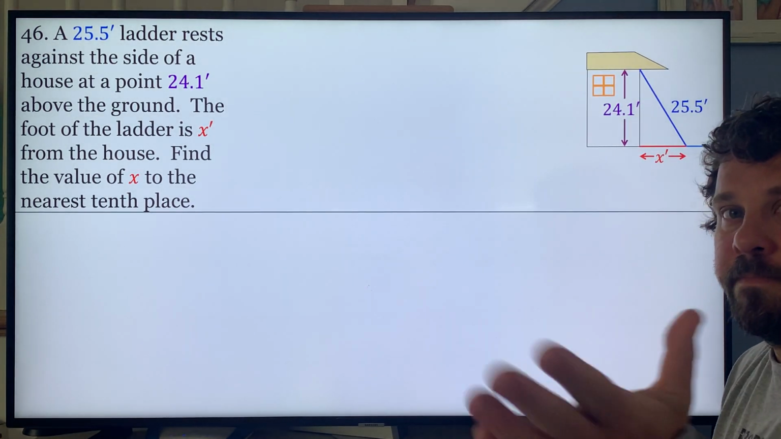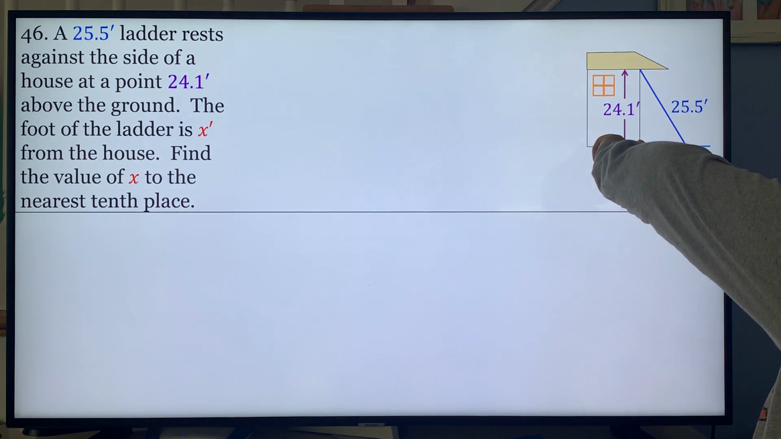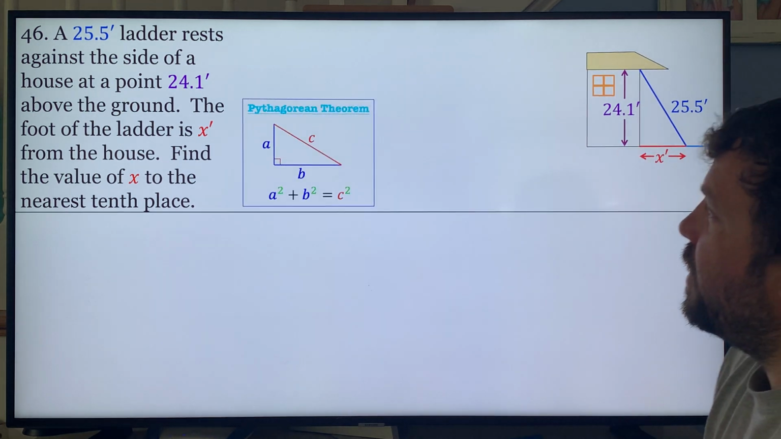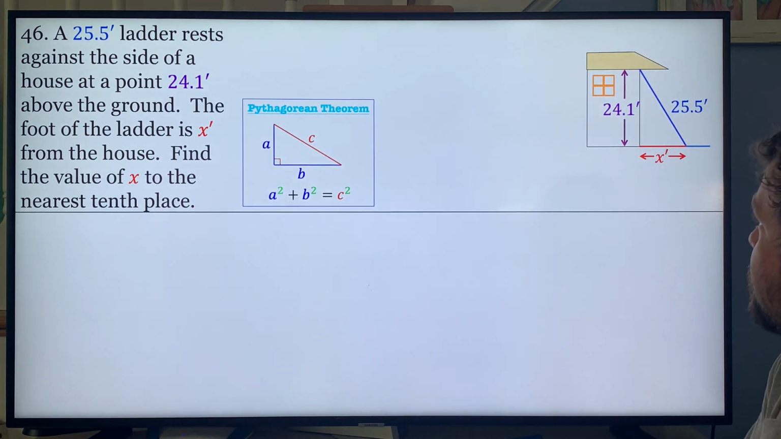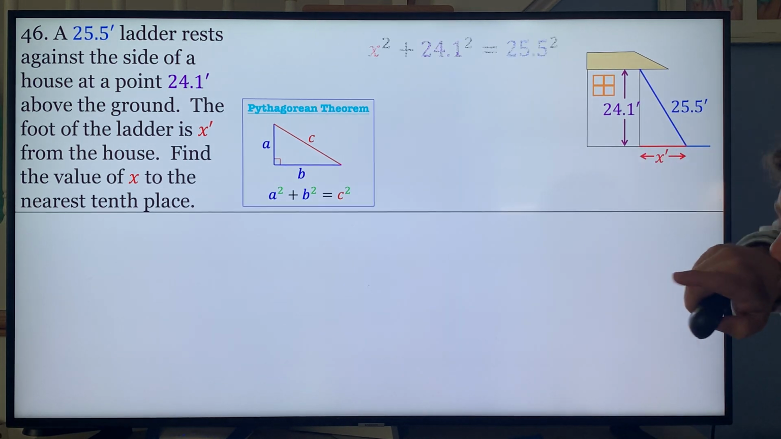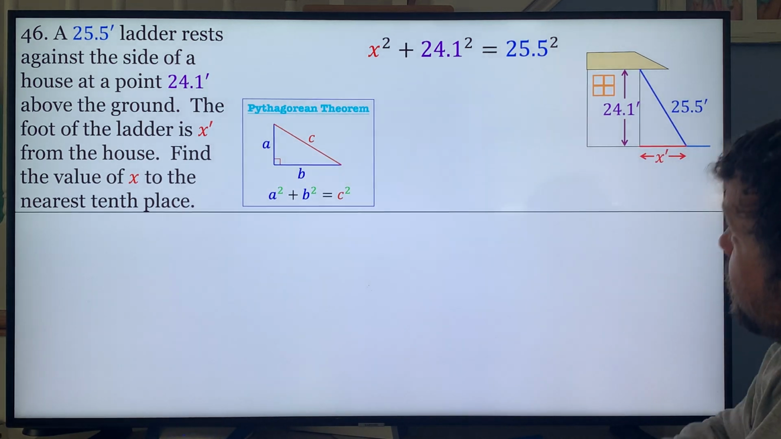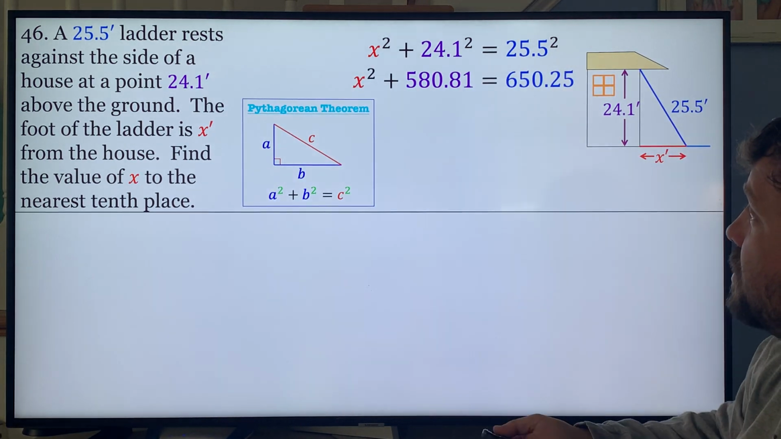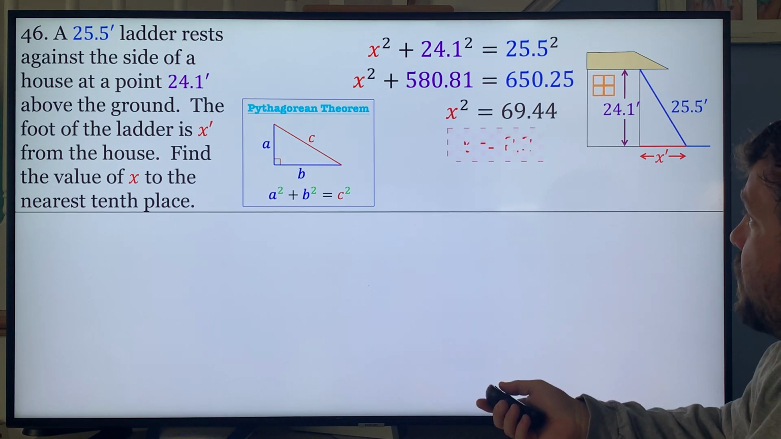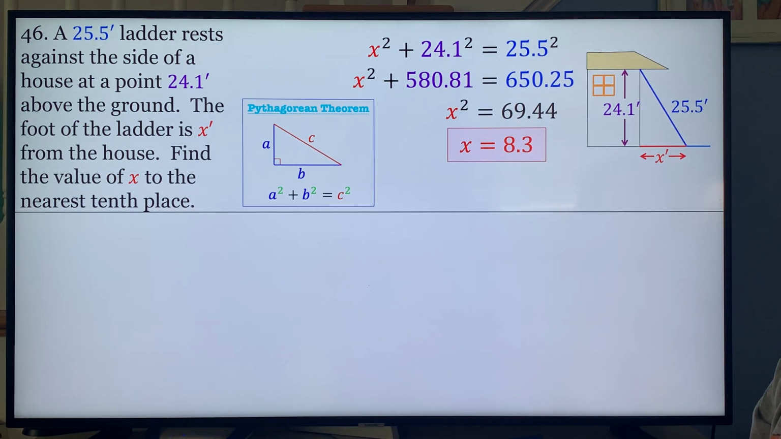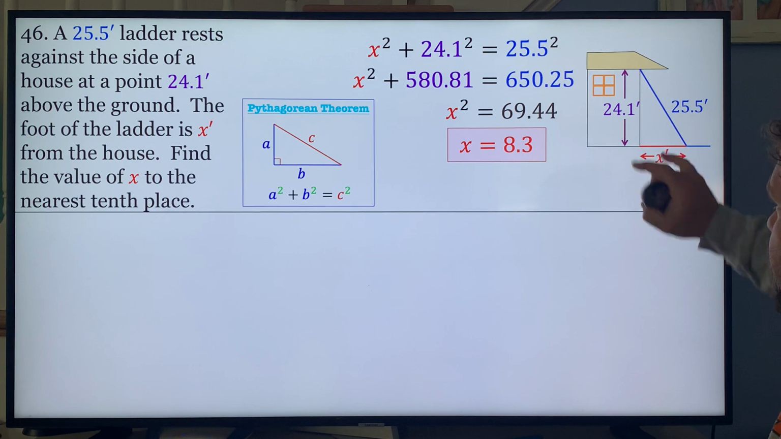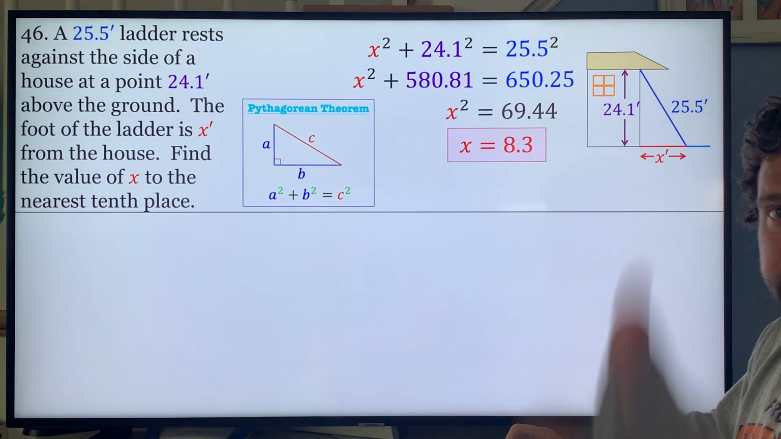What do you use here? Houses make right angles. Hopefully your house isn't falling down. A right angle, Pythagorean theorem. Now, which one is my c? That's the right angle. Across from the right angle, 25.5 is my c. x squared plus 24.1 squared equals 25.5 squared. Square everything, subtract, and take the square root, and you get 8.3 feet away. So this is 8.3. Awesome.